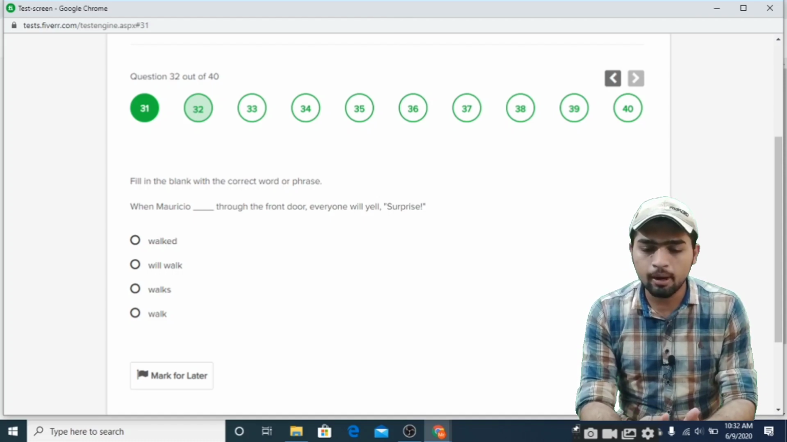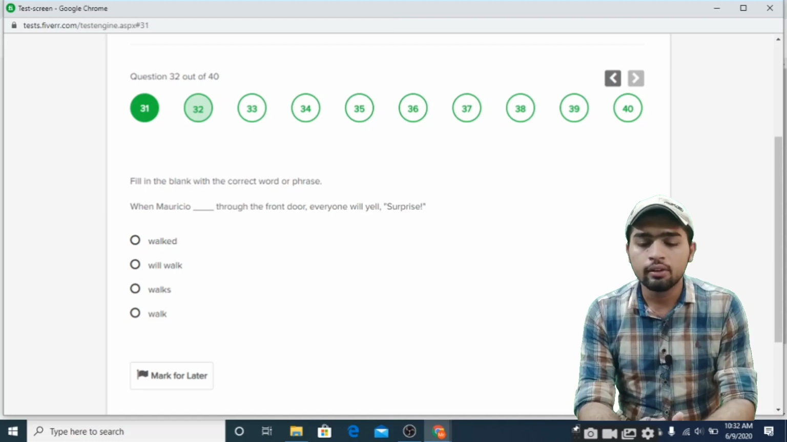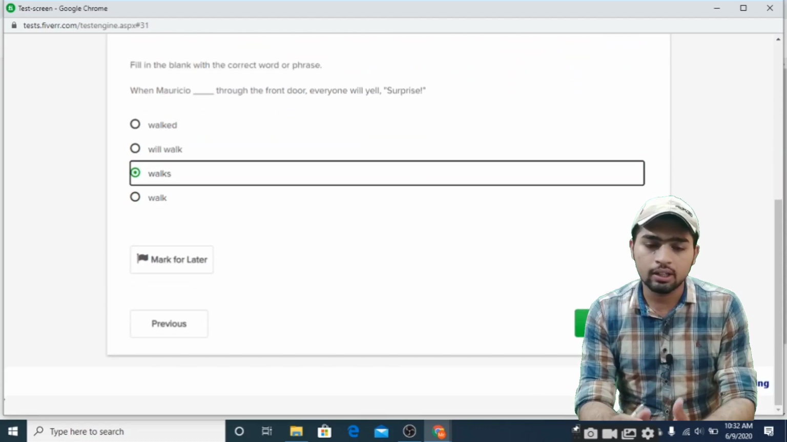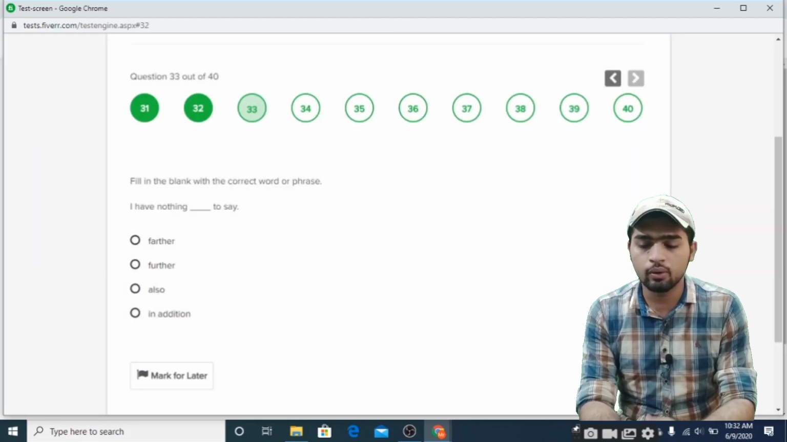The second part of the sentence was future. So the third option was correct, walks through the front door. And the next option is fill in the blank with the correct word or phrase. I have nothing dash to say.